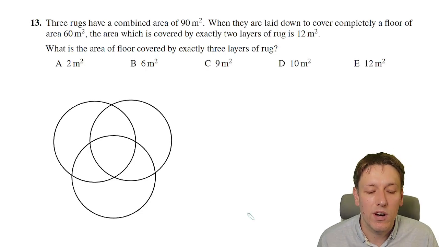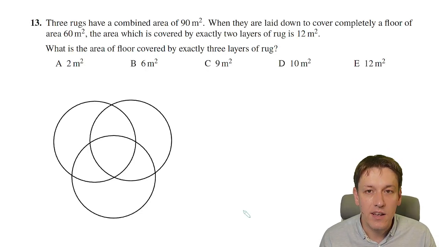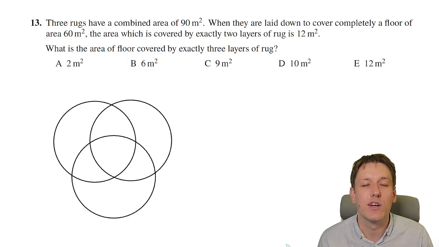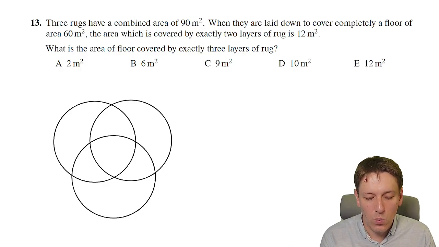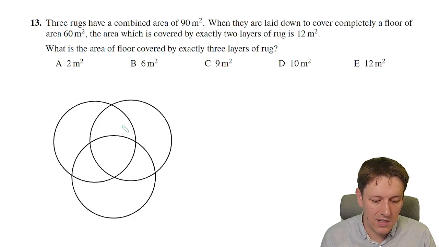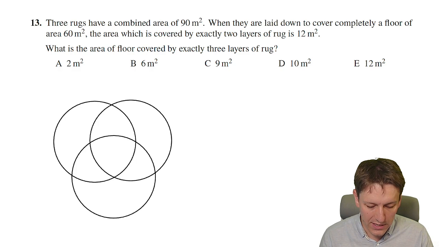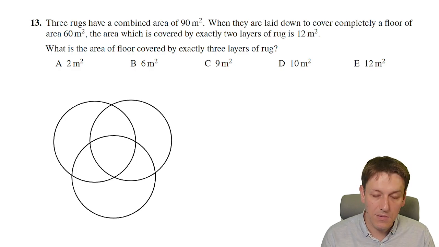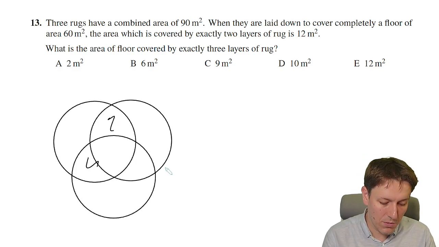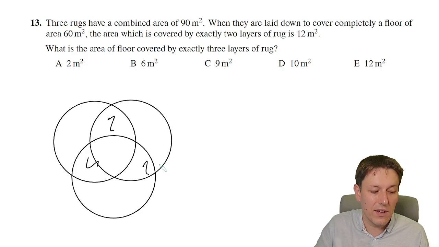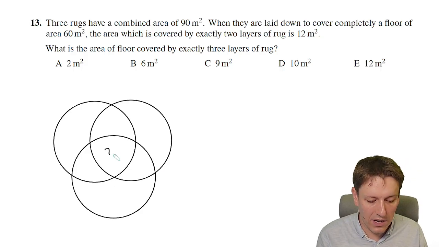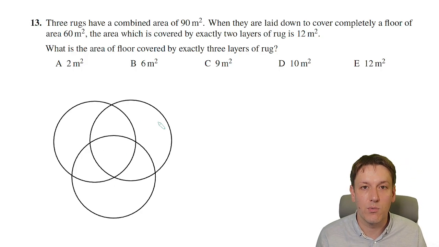So we've got 3 rugs with combined area of 90 meters squared, and I've just represented them by this Venn diagram. So each circle will be one of the rugs. Of course, the rugs may not be circular, but this representation will allow us to solve the problem. So when they're laid down to cover completely a floor of area 60 meters squared, so in total the area is going to be 60 meters squared, the area covered by 2 layers of rugs is going to be 12 meters squared. So these parts here will have 2 layers. The central part will have 3 layers, and the other parts will just have 1 layer of rug.